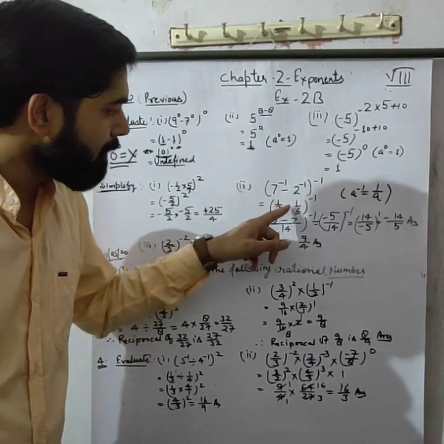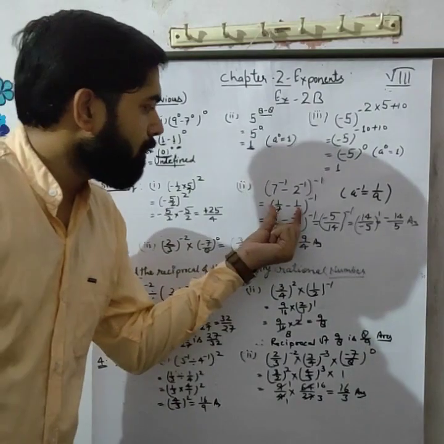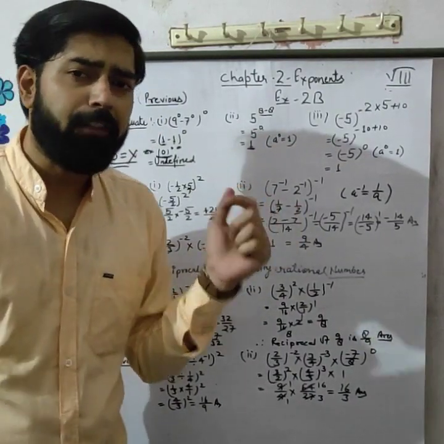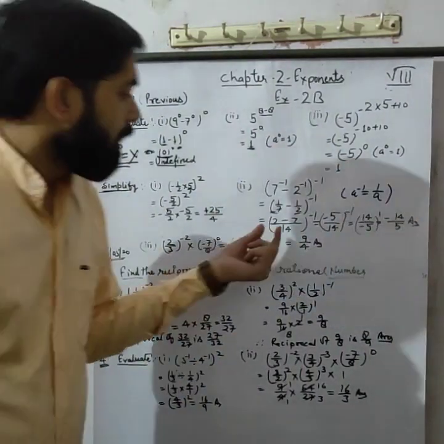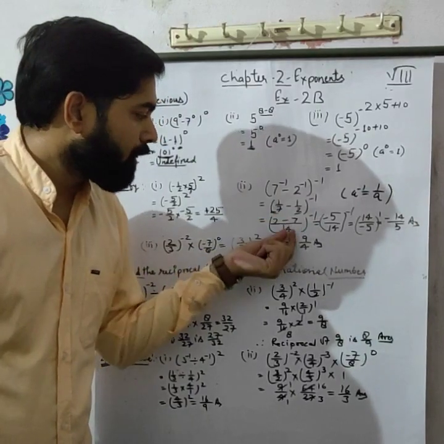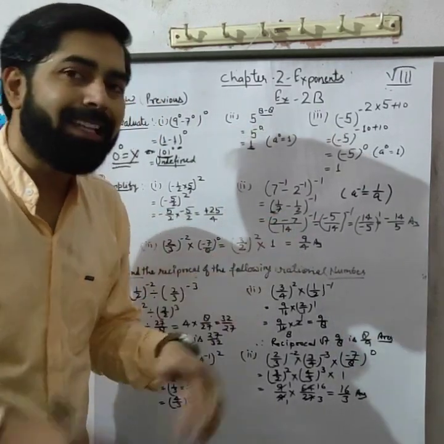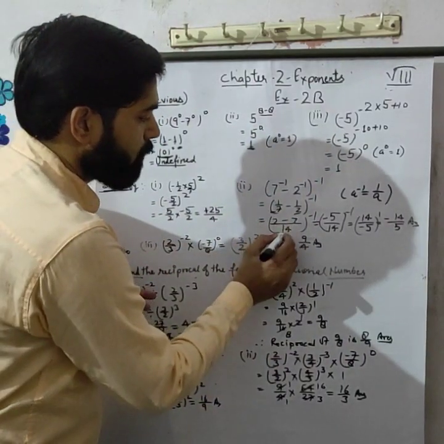This is 1 upon 7 minus 1 upon 2. This is a subtraction of fractions. So 7 twos are 14. The LCM will be 14. Solved by the LCM. You know very well, 7 twos are 14.